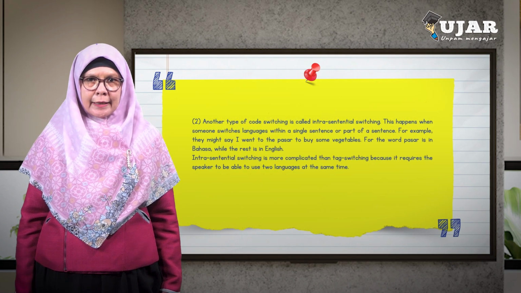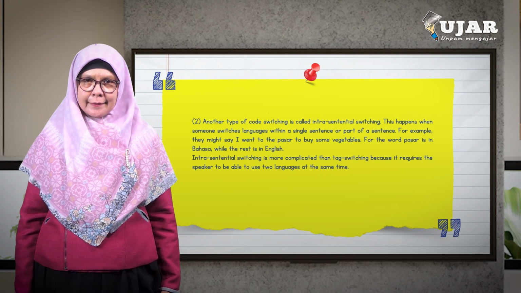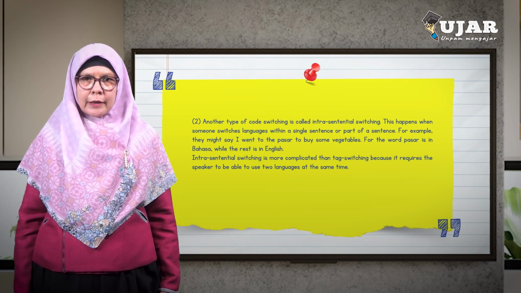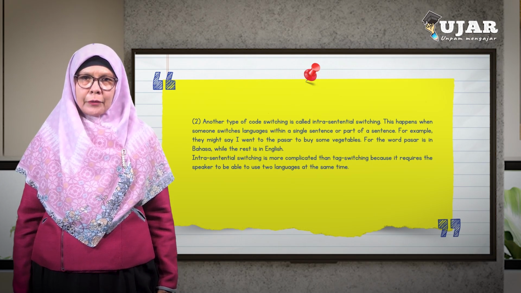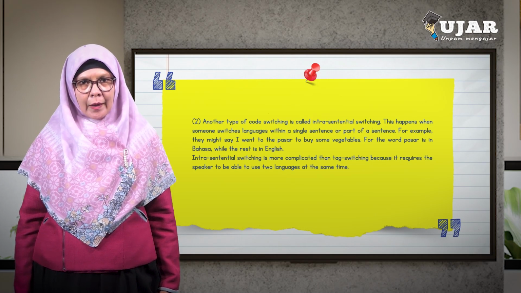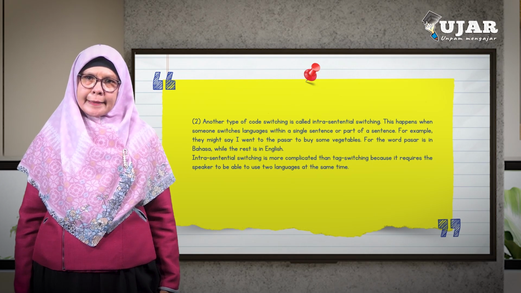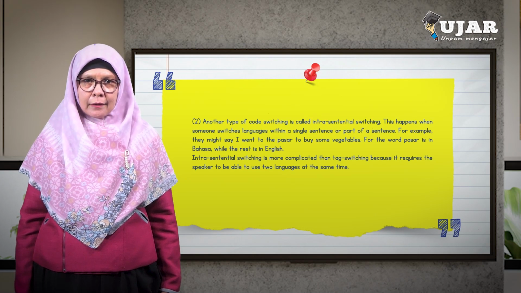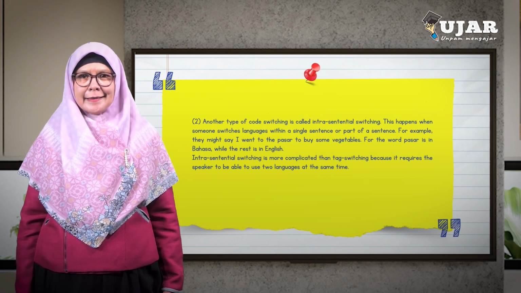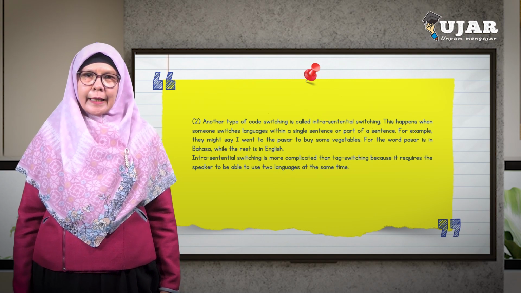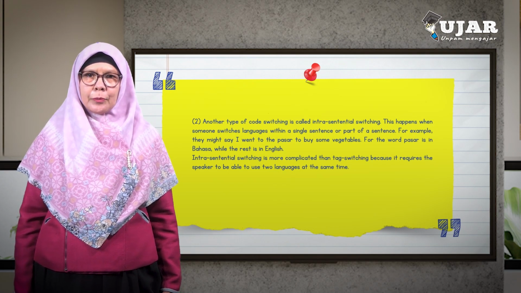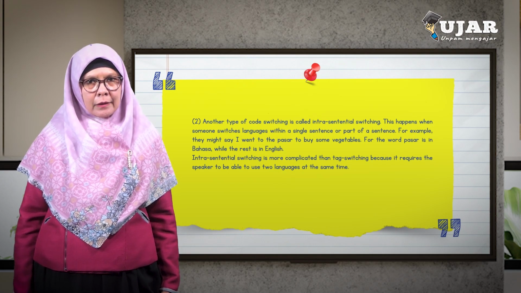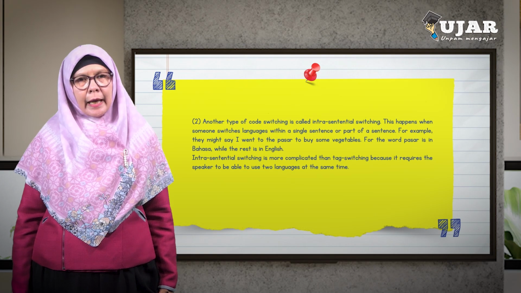Another type of code switching is called intrasentential switching. This happens when someone switches language within a single sentence or part of the sentence. For example, they might say, "I went to pasar to buy some vegetable." The word pasar is in bahasa, while the rest is in English. Intrasentential switching is more complicated than text switching because it requires the speaker to be able to use 2 languages at the same time.